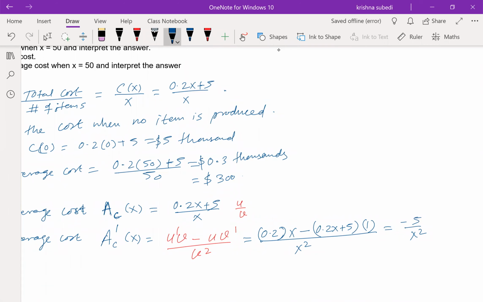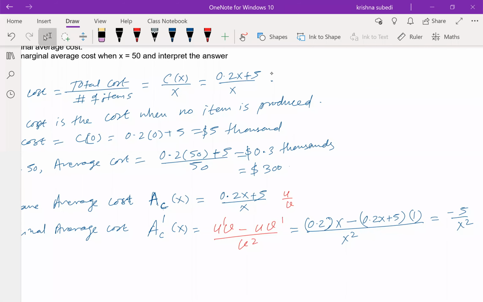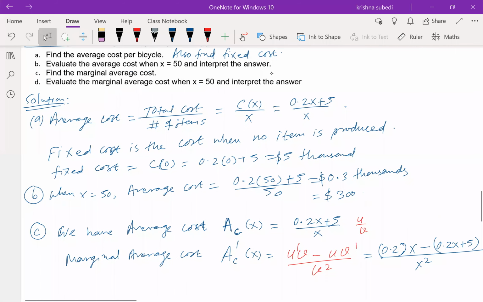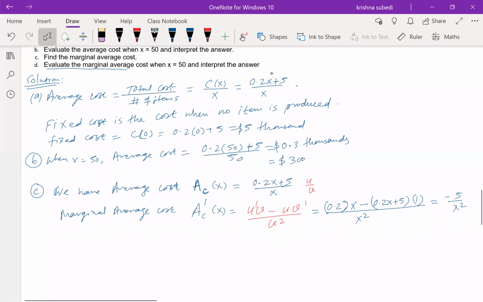I want to check this answer with you guys. Did you get the same thing? Okay, all right. So part C is done. What do we have to do now? You see part D, it says evaluate the marginal average cost when x equals 50 and interpret the answer. So for part D, we need to evaluate when x equals 50.